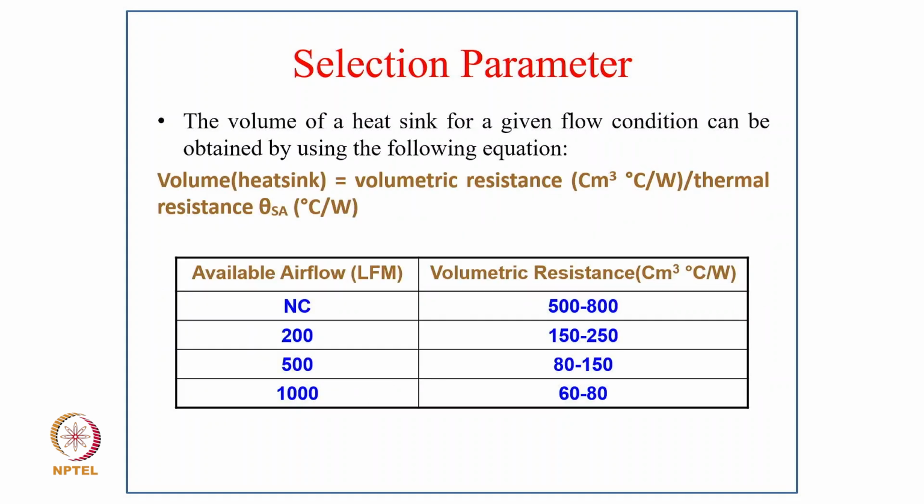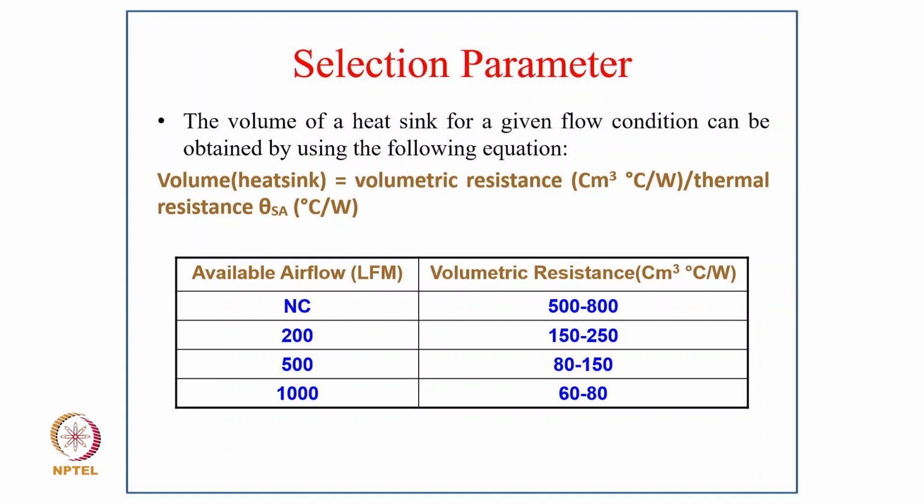The volume of the heat sink for a given flow condition can be obtained by using the following equation. Volume of the heat sink equals volumetric resistance, in cubic centimeter degrees Celsius per watt, divided by thermal resistance theta, in degrees Celsius per watt.